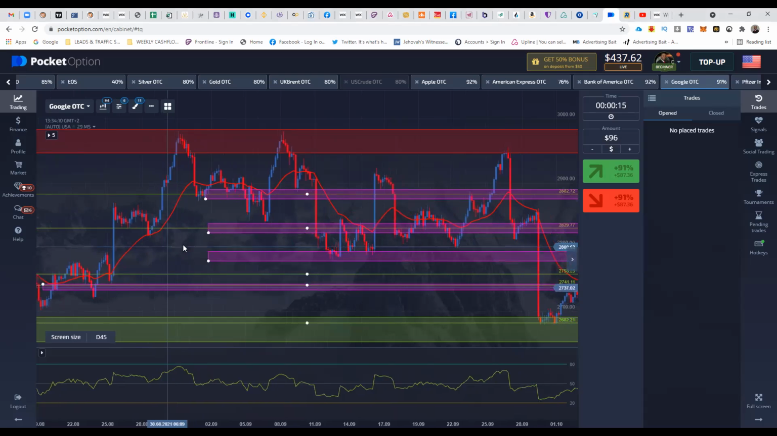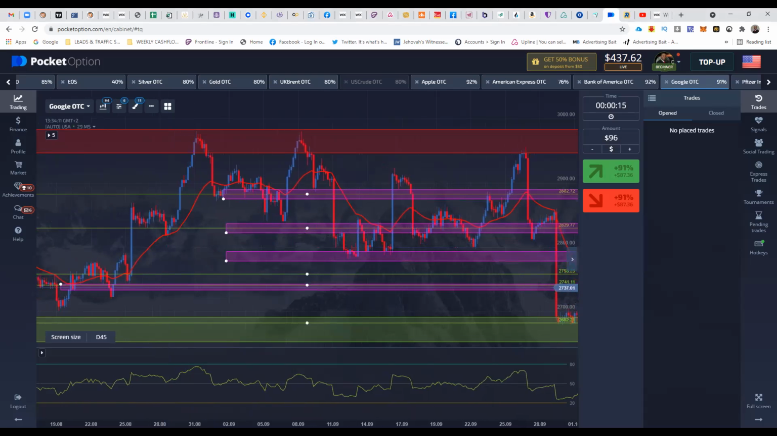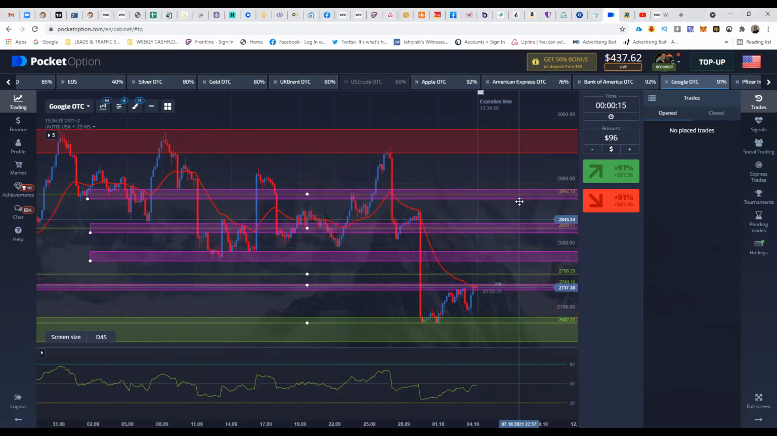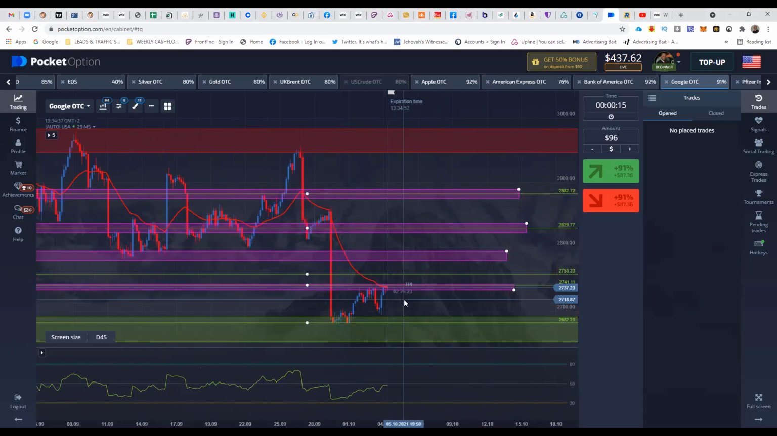You see that price interacted with this zone before, or close to it, right here, which ultimately forced price to trend up. And eventually price reached all the way up until this supply zone and then started to trend downward. You see that? So what do you think price is going to do this time around? More likely it's going to trend up.